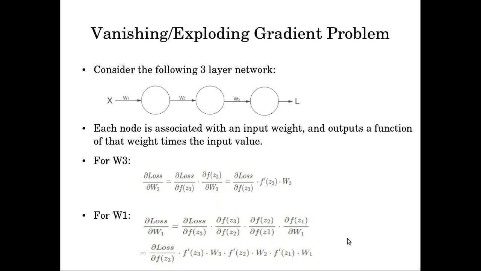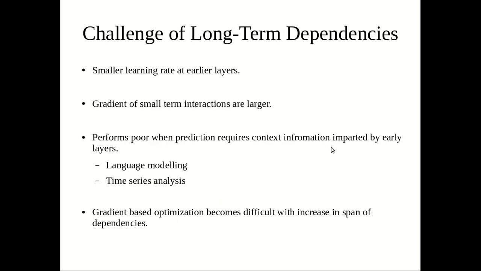The consequence of this is that the learning rates for the initial stages will be very small, while the learning rates for the final layers will be large enough. This is why the challenge of long-term dependencies arises. Because of the vanishing gradient problem, the learning rates for the earlier layers will be very small, while the learning rates for short-term interactions are much larger.